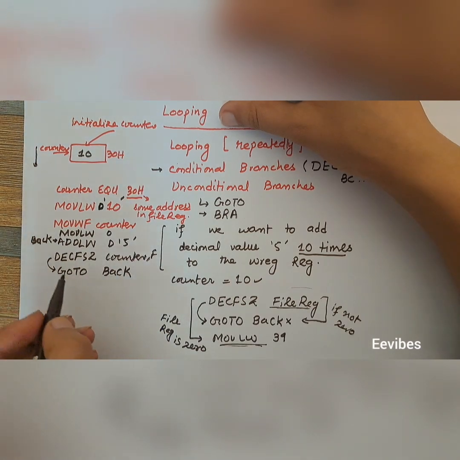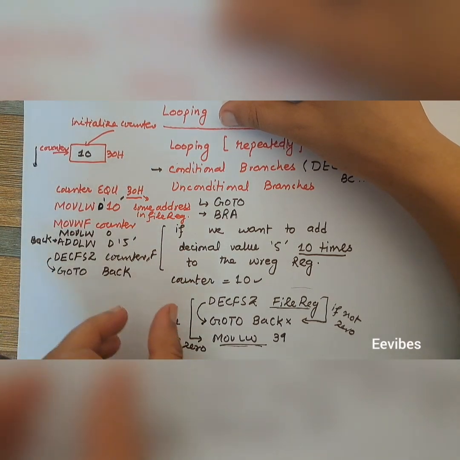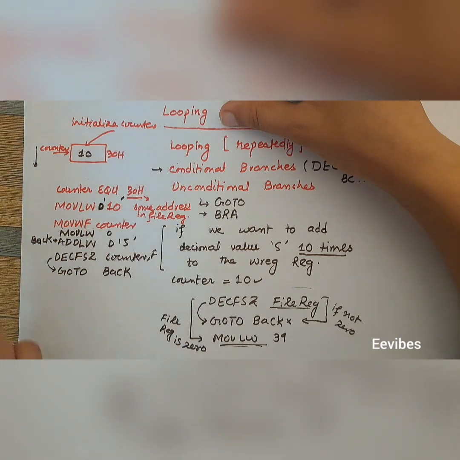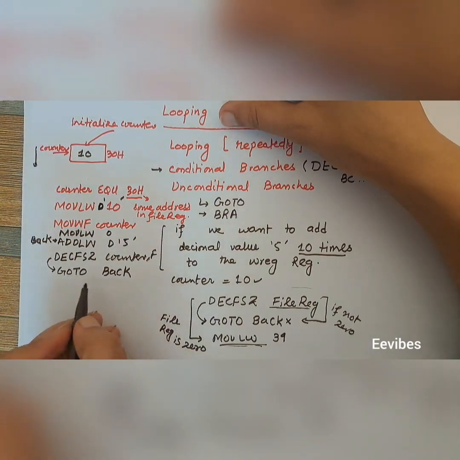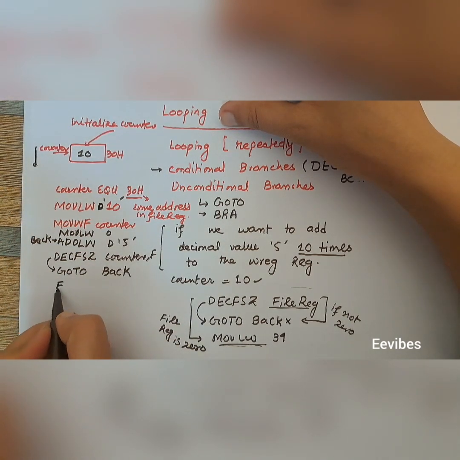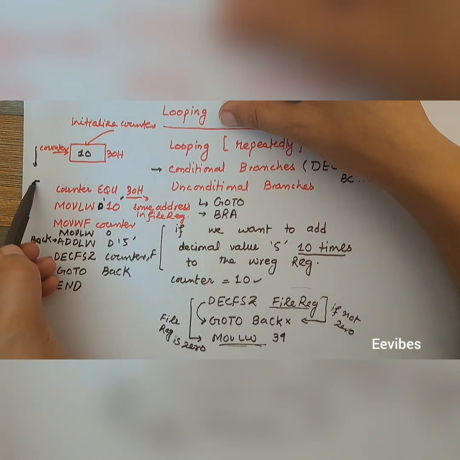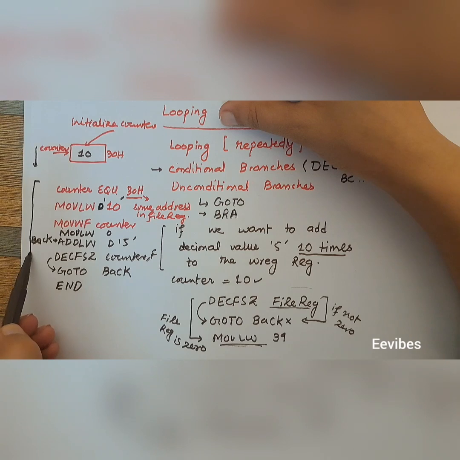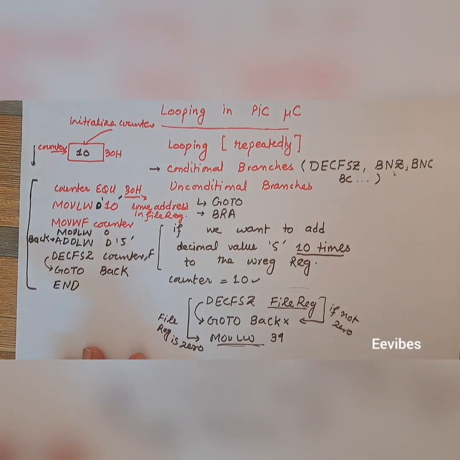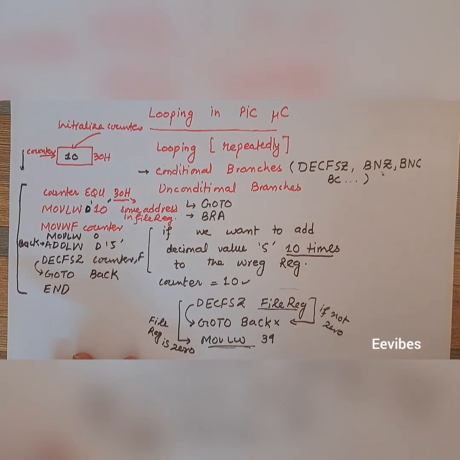One thing more that you must remember about the decrement file register is that the counter is decremented automatically. You don't have to write a separate instruction for subtracting 1 from the counter value. And here I can write end. So this is the simple task where I have used the concept of looping, or how looping is performed using the decrement file register.